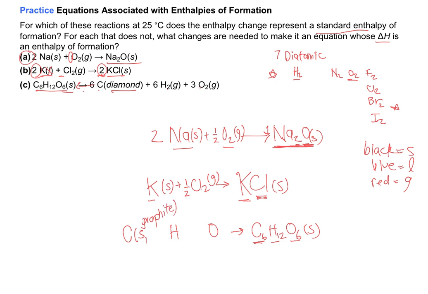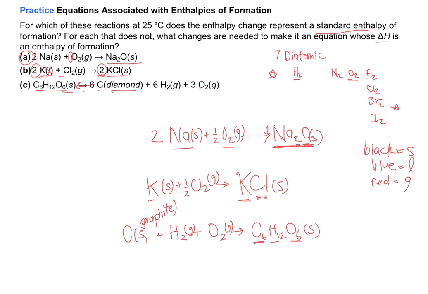That's not always necessary, but that is the allotrope for carbon. And then we have hydrogen. Hydrogen shows up as H2, and it is a gas. And then oxygen shows up as O2, and it is a gas. So the last thing we need to do is balance it.